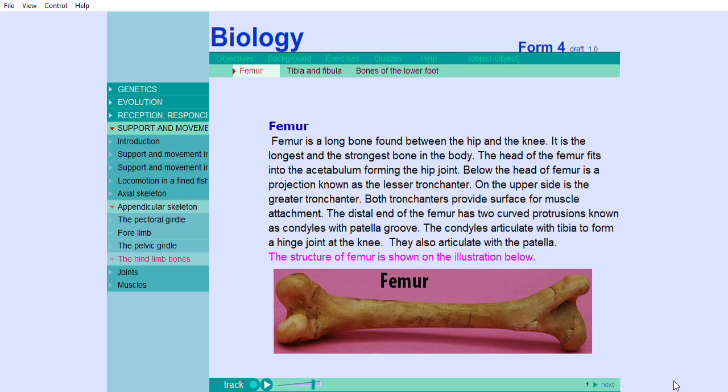The distal end of the femur has 2 curved protrusions known as condyles with patellar groove. The condyles articulate with tibia to form a hinge joint at the knee. They also articulate with the patella. The structure of femur is shown on the illustration below.